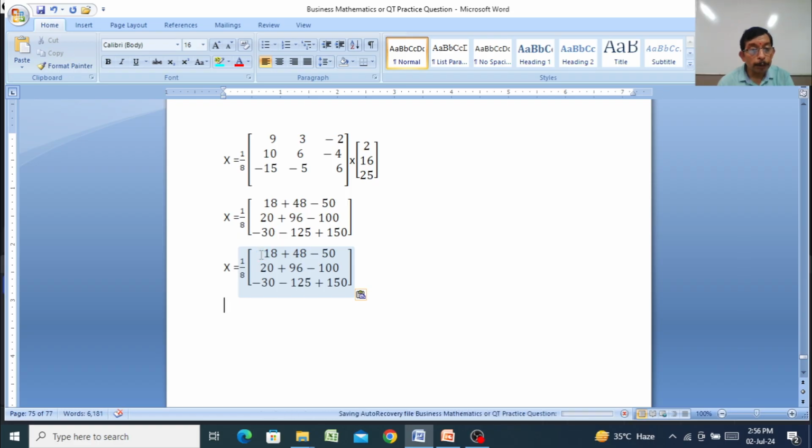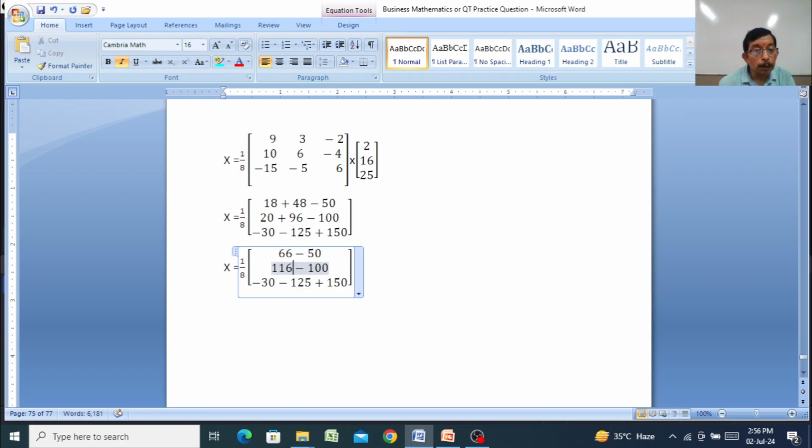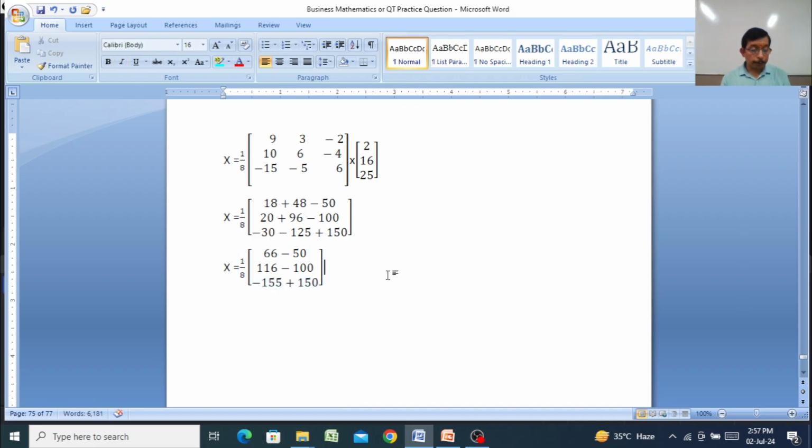Now simplify in the next step. 18 plus 48 is 66. Then 116. Minus 155. It is clear, everyone?